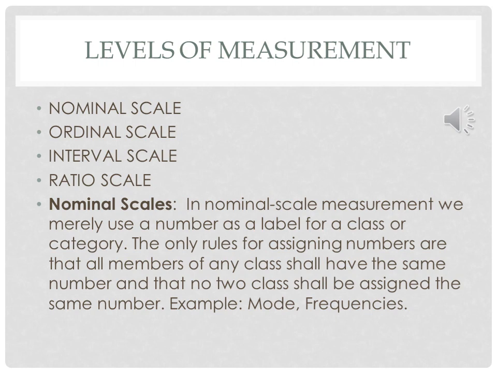in nominal scale measurement, we merely use a number as a label for a class or category. The only rules for assigning numbers are that all members of any class shall have the same number, and that no two classes shall be assigned the same number. For example, we have gone through some of the statistical methods that we have studied, like mode, frequencies, etc.